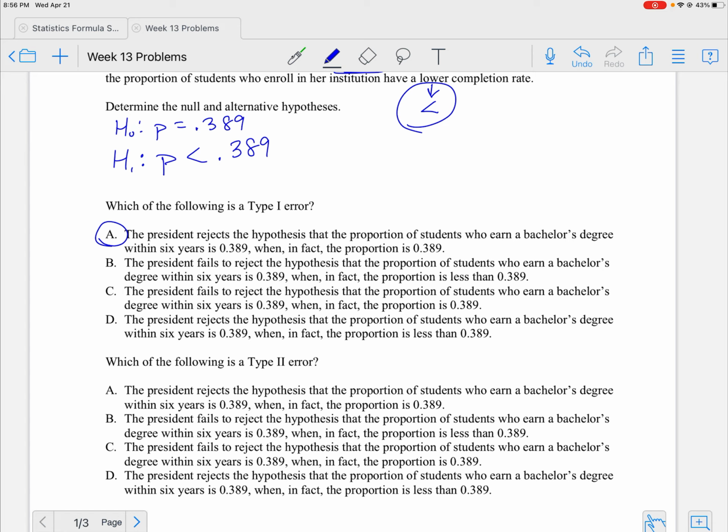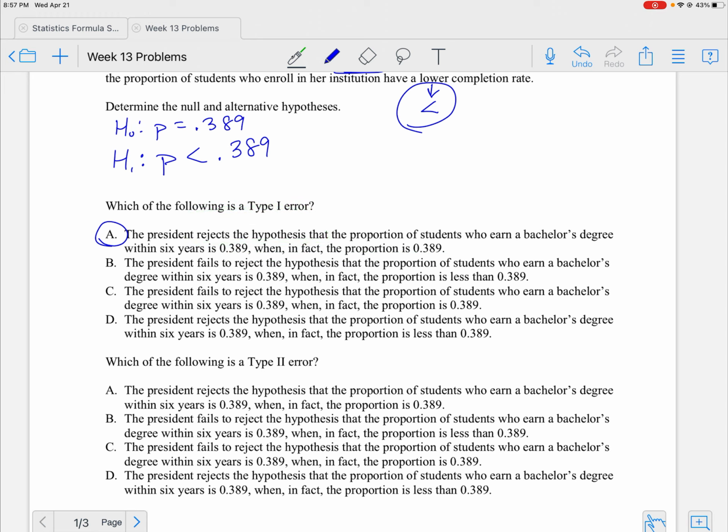The president rejects the hypothesis that the proportion of the students who earn a bachelor's degree is that, when in fact it is true. Type 1 is when I reject the null, right? I'm saying that's not valid, when in fact it absolutely is. So you're rejecting that null hypothesis. That's a type 1 error, when in fact it is true. So my status quo, what I start with here at the beginning, ends up being very true, but I reject it anyway. That's a type 1 error.